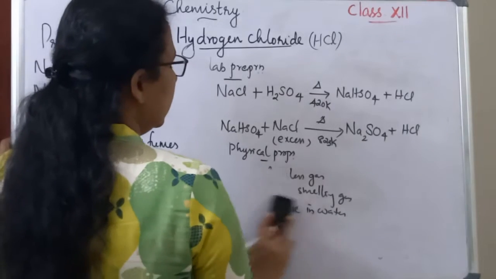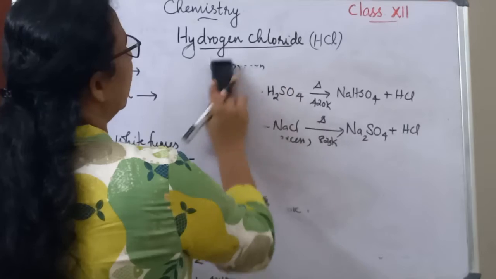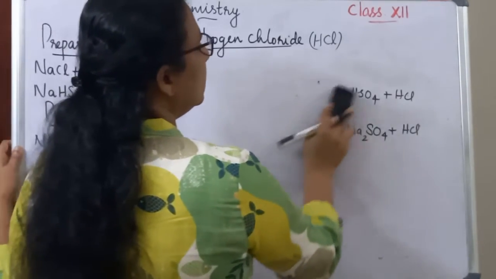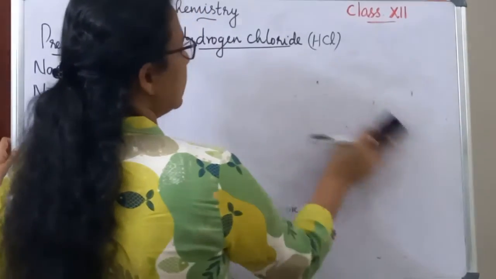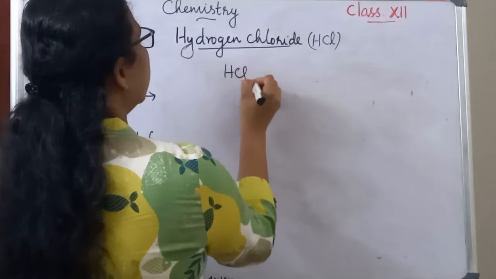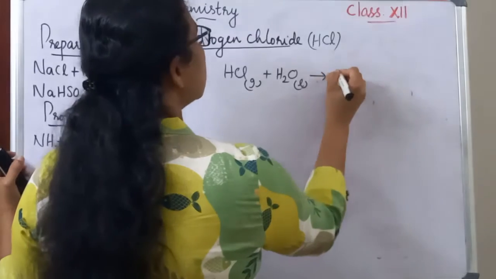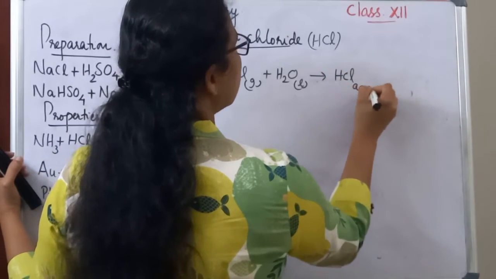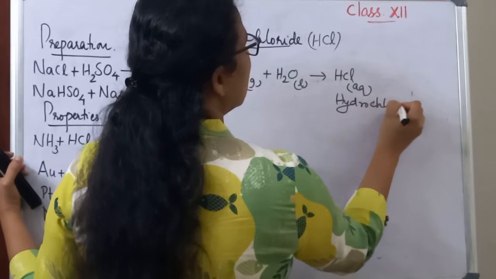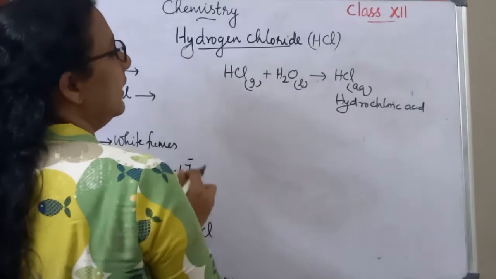Now let's see the solubility in water. So hydrogen chloride is highly soluble in water, and we know hydrogen chloride gas when dissolved in water produces hydrochloric acid. So let's see the equation. This hydrogen chloride gas dissolved in water produces hydrochloric acid. So it's HCl aqueous. So this is actually hydrochloric acid. So hydrochloric acid is formed when hydrogen chloride gas is dissolved in water.